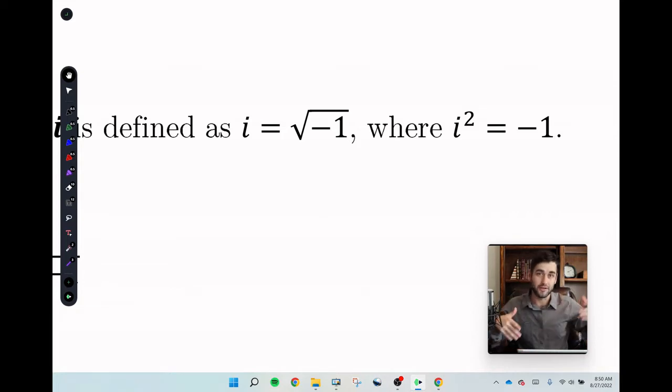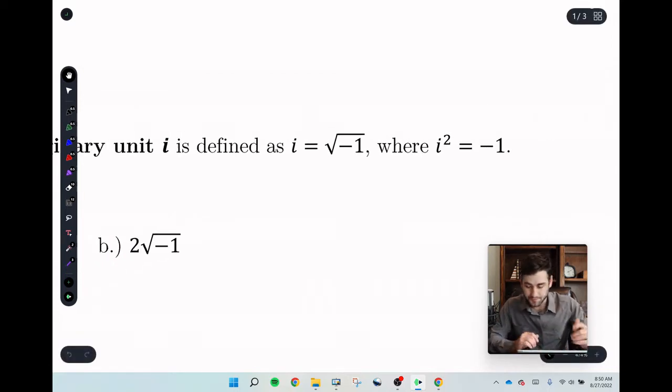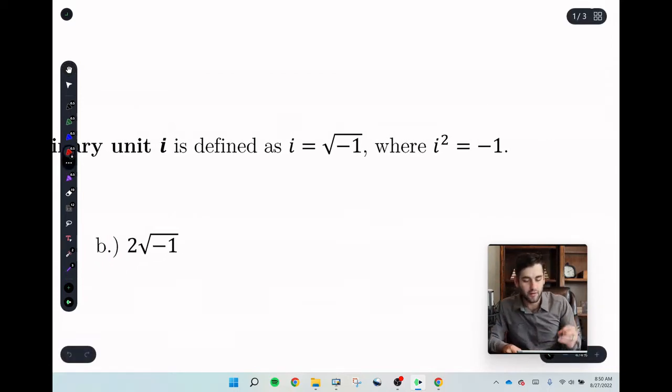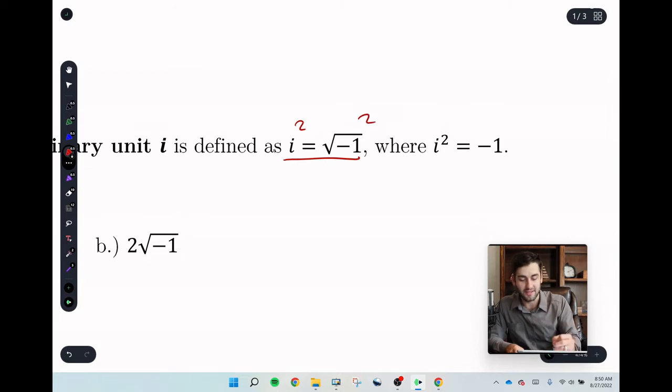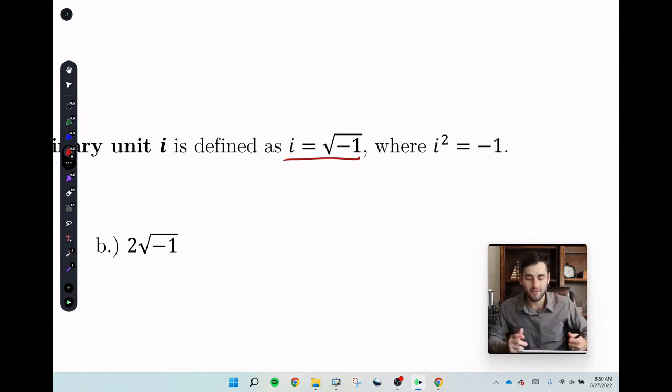We can use properties of square roots and exponents to realize that any negative under a square root yields an imaginary number. So they say this really cool thing where I equals the square root of -1, which means if you square both sides, it cancels out that square root, I squared equals -1. That makes sense.